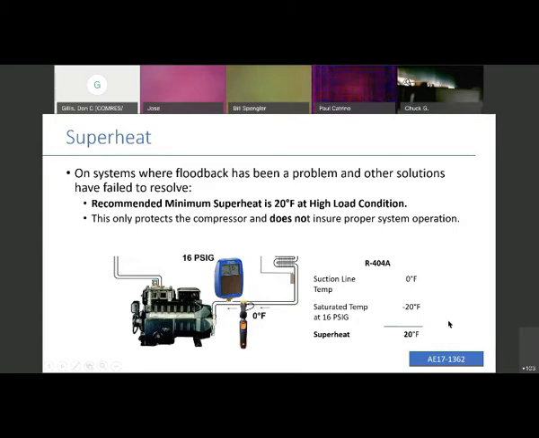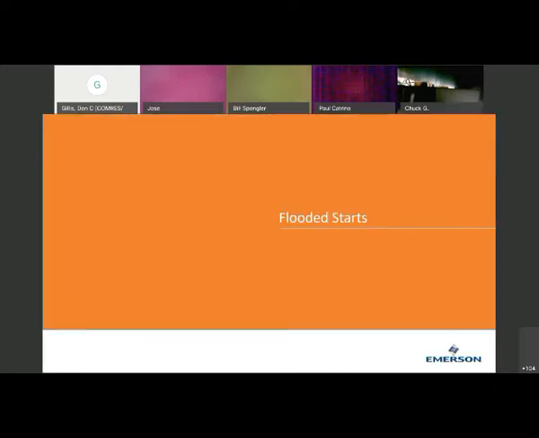I did put this bulletin in this morning. This is one of probably a couple of them that are out there that refer back to this, but you can go to AE17-1362. It'll tell you all about that, okay? Now, let's move on to flooded starts.